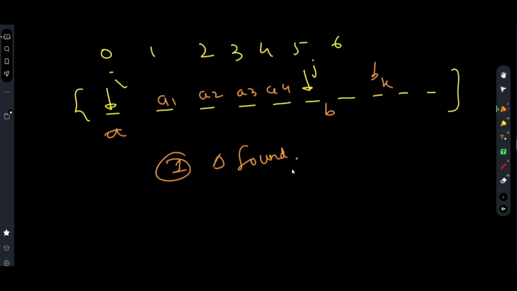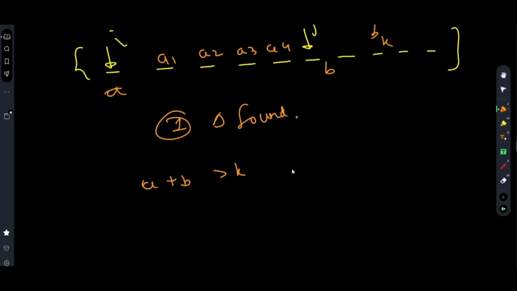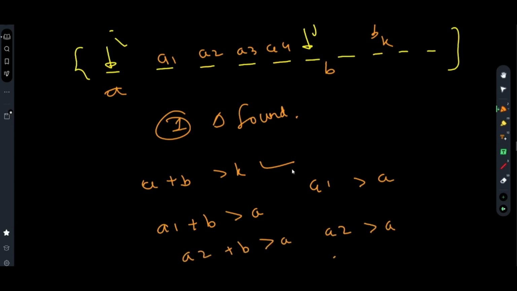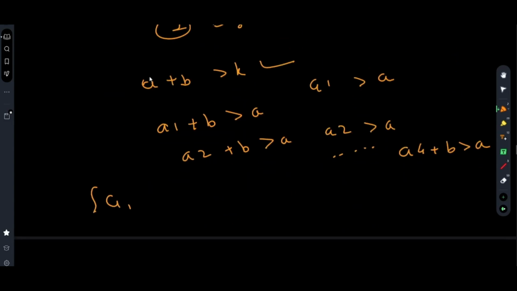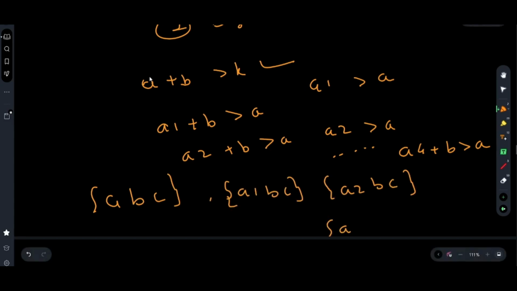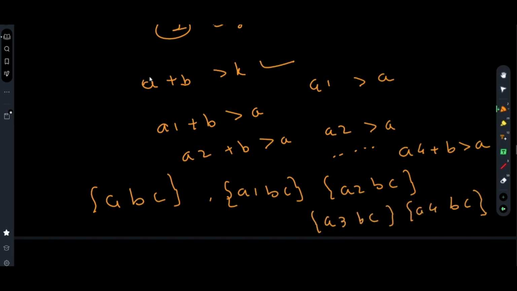So in total, how many triangles can be found in this way? A plus B is greater than C. You see, A1 plus B is also greater than C, as A1 is greater than A. A2 plus B is greater than C, as A2 is greater than A, and so on till A4 plus B is greater than C. So how many triangles? 1, 2, 3, 4, 5. So 5 possible combinations found. A, B, C, A1, B, C, A2, B, C, A3, B, C, and A4, B, C.